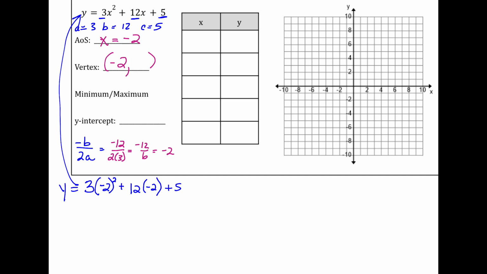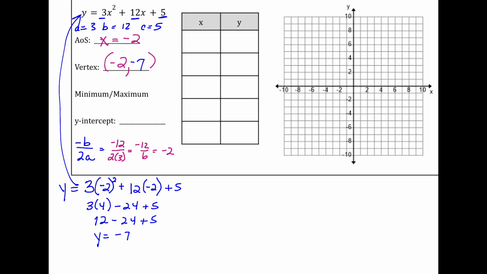So then we're just doing the math part. Okay, so -2 squared is 4, so we've got 3 times 4. 12 times -2 is -24, and then we've got the plus 5. So we've got 12 minus 24 plus 5. So 12 minus 24 is -12. -12 plus 5 is -7. So y equals -7 for our vertex.